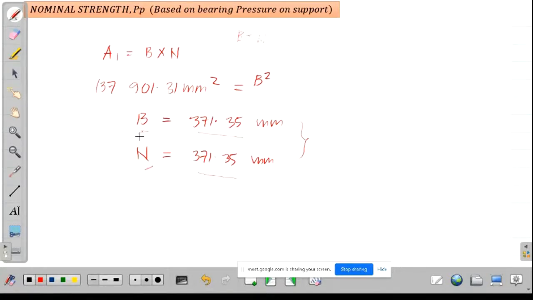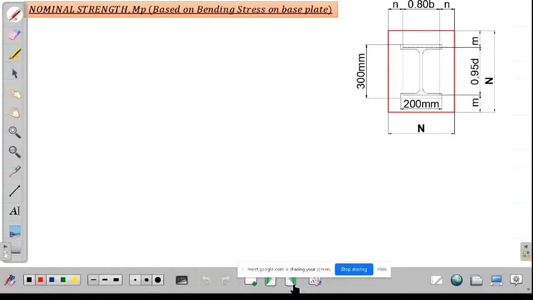Okay? So we have now our dimensions. Meron na tayong base, meron na tayong width, and meron na tayong length. Ang kulang na lang natin is yung thickness. Okay? Kulang na lang natin is yung thickness. So, to solve for thickness, kunin natin yung equation based on the bending stress on our base plate.